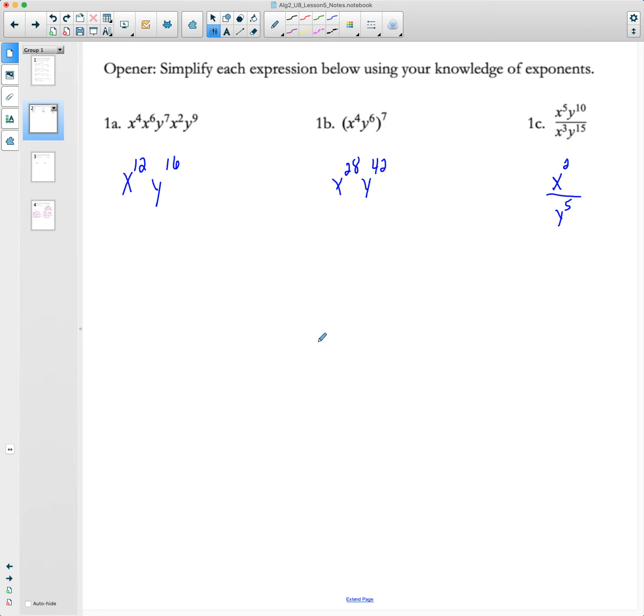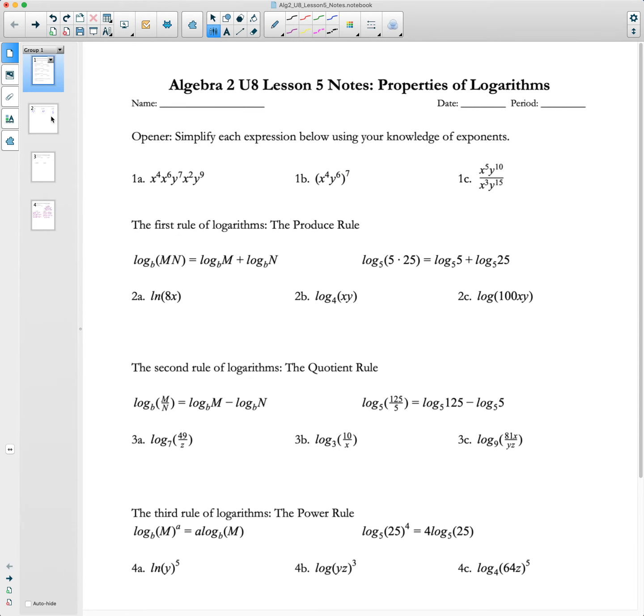Now as we think about that, let's talk about how that ties in to our properties of logarithms. Let's look at our first rule of logarithms, and it's called the produce rule. Oh, did not catch that. It's not the produce rule. We do proofread and we try to catch these things. It's not the produce rule, it is the product rule.